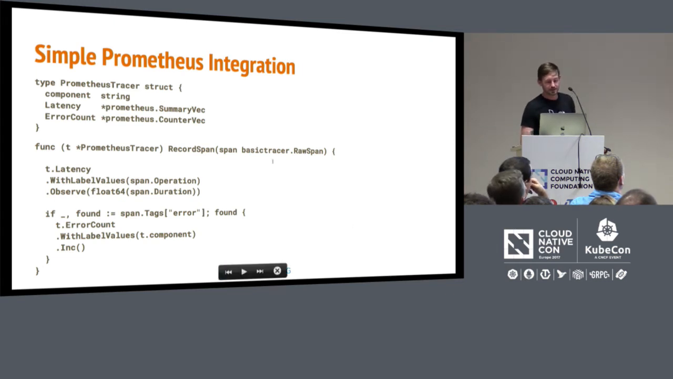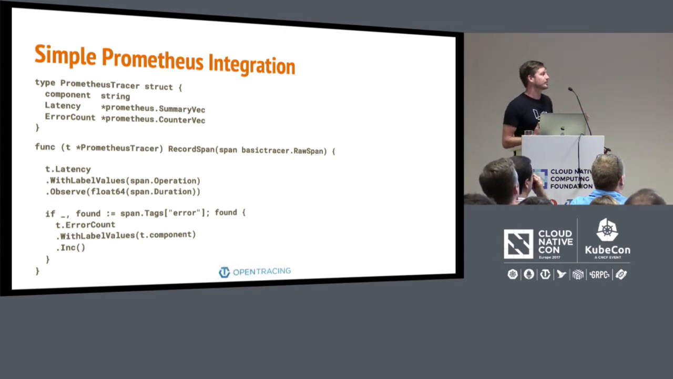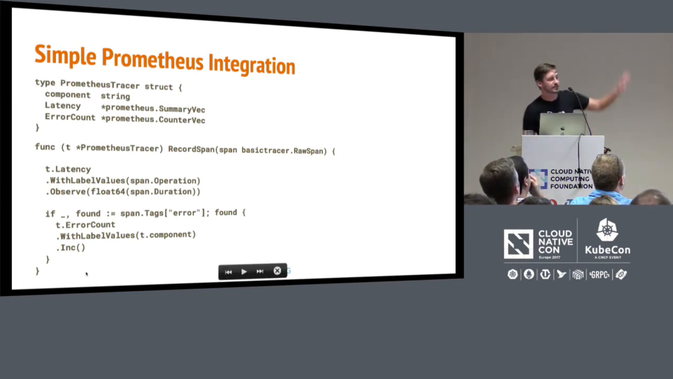So every time a span comes in, it logs the latency, and then if there was an error tag on the span, it increments the error count. So we're getting errors and latency information. And you can see there really isn't a lot of code. It's not hard to integrate these metric systems with the OpenTracing API.